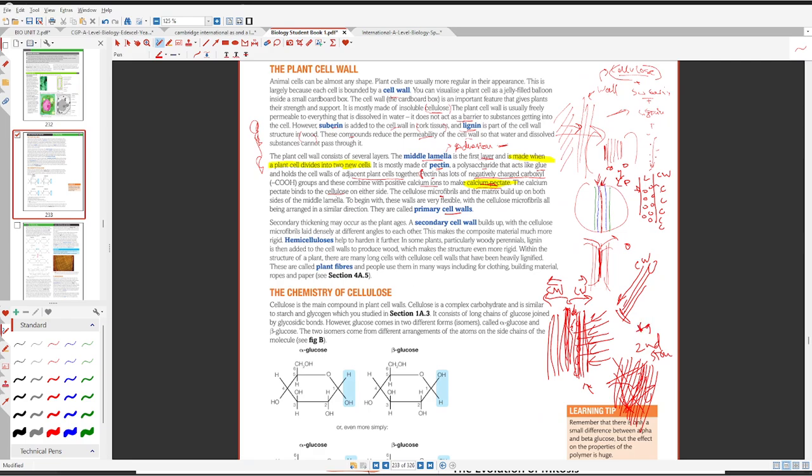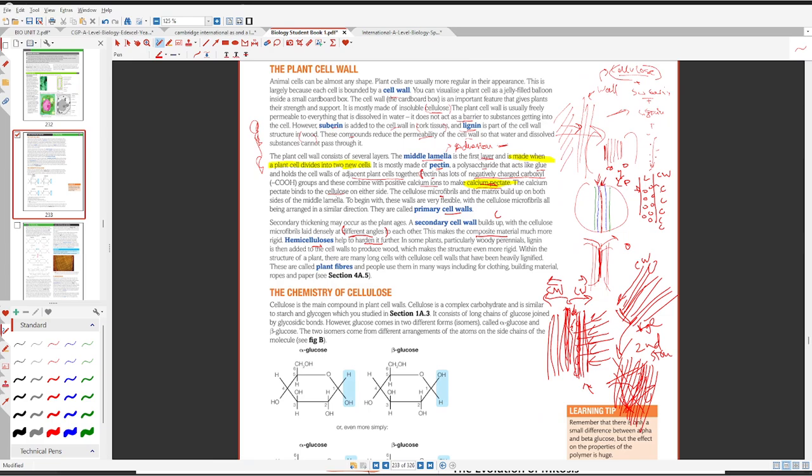And of course, this is as it ages, as it goes from these smooth, straight lines into something more random. So, as it's in different angles, this will make the composite material of cellulose microfibrils much more rigid. Cellulose, hemicelluloses help. So alongside the different angles, we have a different compound called hemicelluloses, which harden it further. Okay, and in some plants, particularly woody perennials, lignin is added to the cell walls to produce wood, which makes it even more rigid. Of course, as it becomes less permeable, it becomes more rigid.